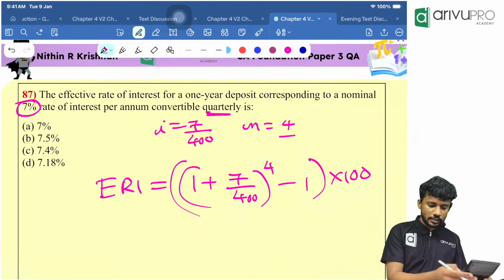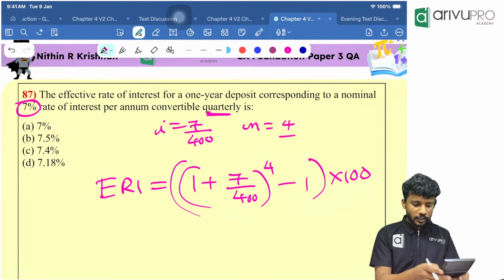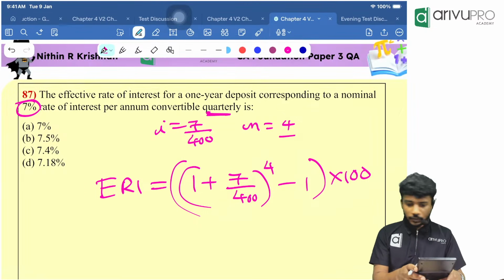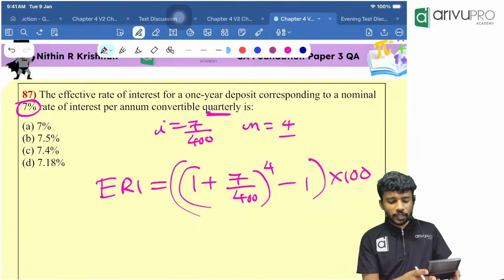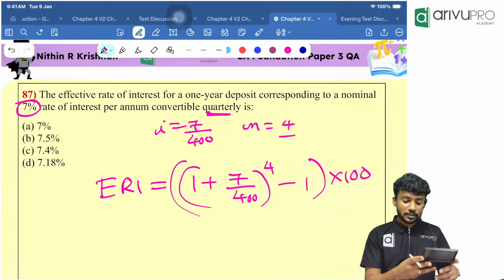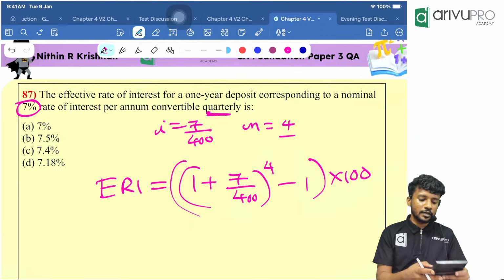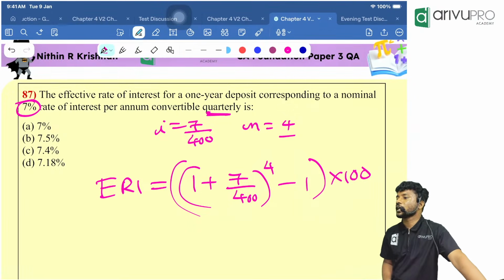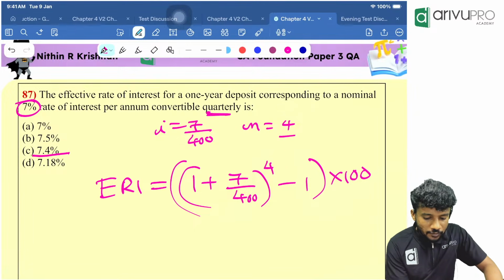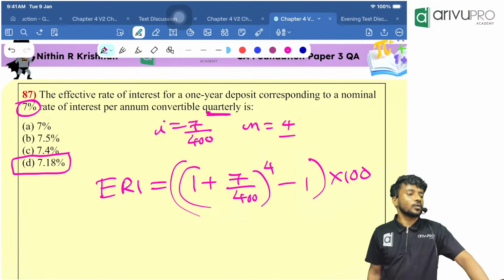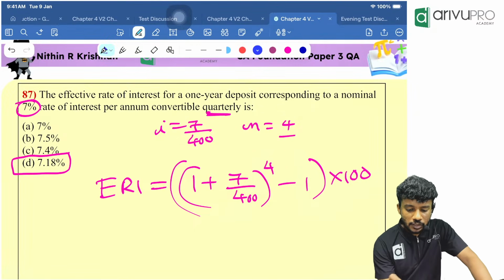Don't do anything else. 7 divided by 400. Correct answer, Samyukta. Plus 1 into equal to how many times? 3 times. 1, 2, 3. Minus 1 into 100. 7.1859. Which option is the answer? 7.18. Okay.